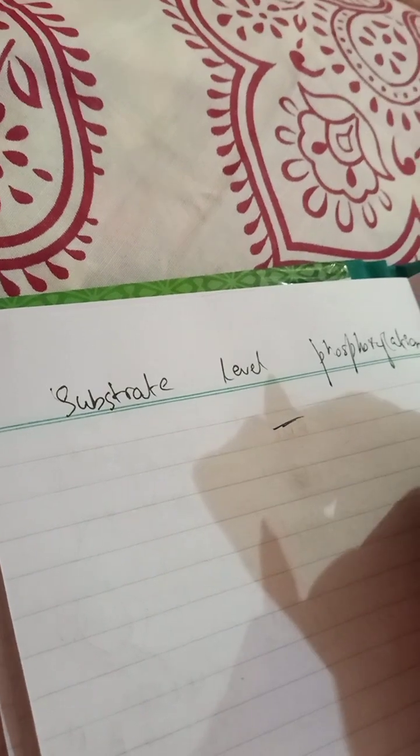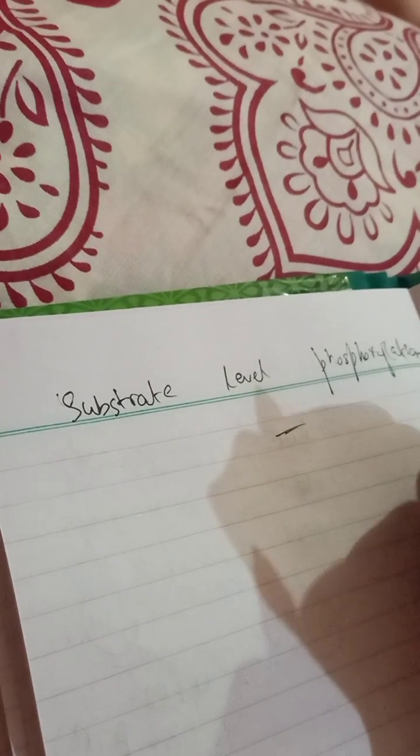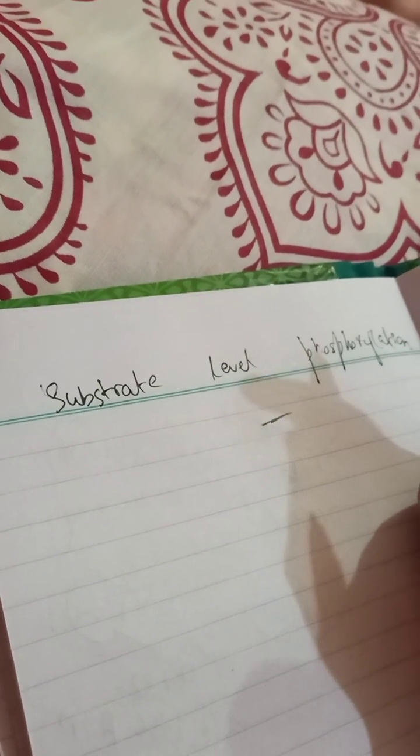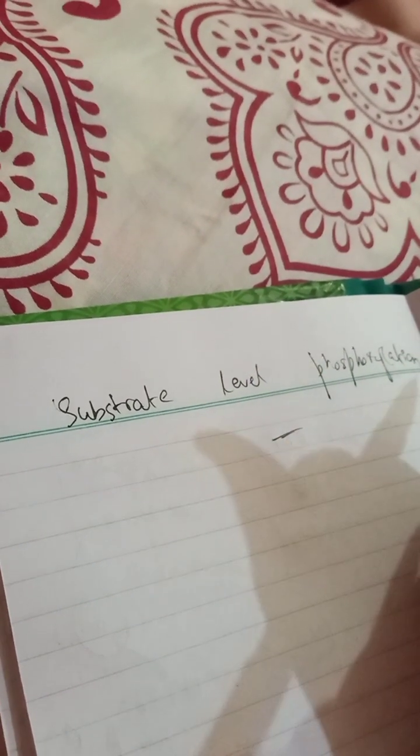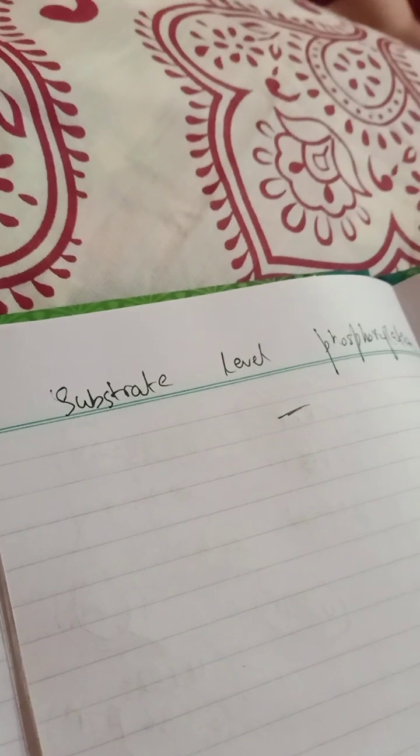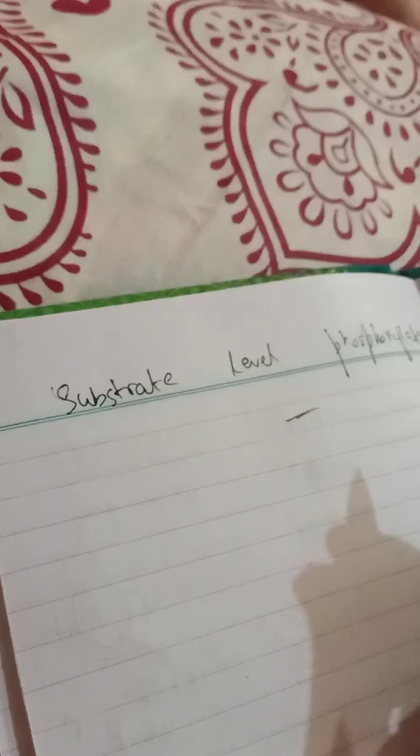Okay, so as you all know, we have to generate ATP. So we were having two ways of aerobic respiration, the chemiosmosis that we have discussed. Now we are discussing substrate level phosphorylation.